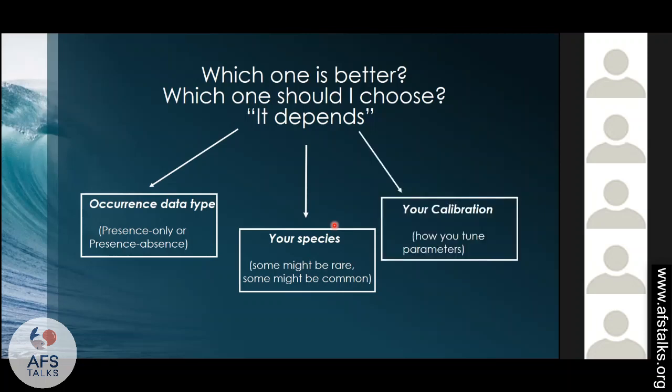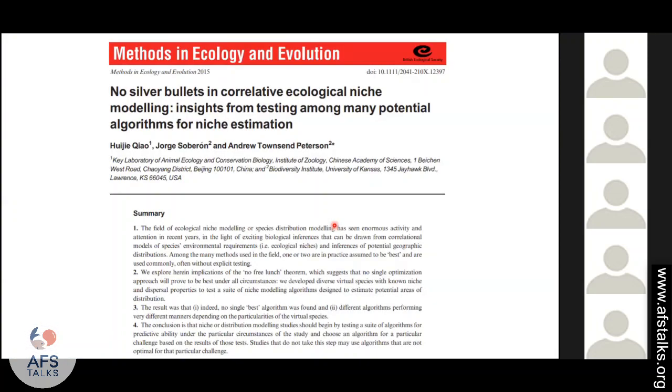And the next is our calibration, that is how you tune the parameters, what parameters we are going to use, and their type or category, and our calibration process. Even though there are no silver bullets in selecting a model, we can say this might work well, or according to my data type and my calibration, I can go for this model. That's okay. But there is no silver bullet or one-line rule for selecting an algorithm for a species of interest. We have to research before selecting the algorithm for our species of interest in a particular location or geographic space.